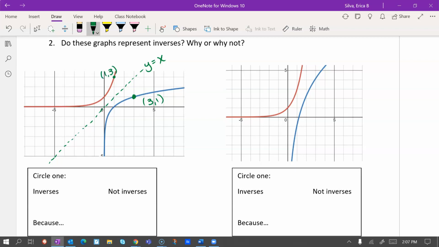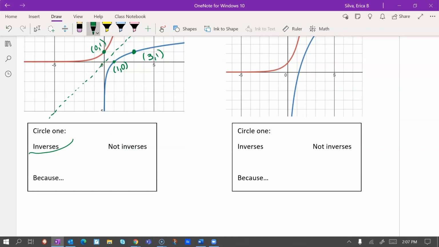Let's check another point. This point here is 1, 0. If we get the inverse, it's 0, 1. And this point here is 0, 1. So that's a way that you can double check that they are inverses. Choose points, your x becomes your y, and your y becomes your x.